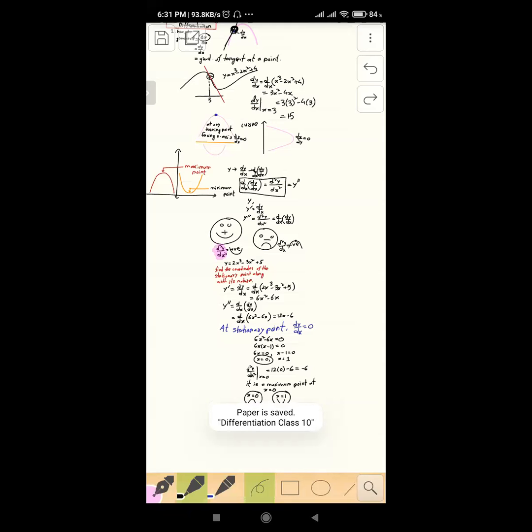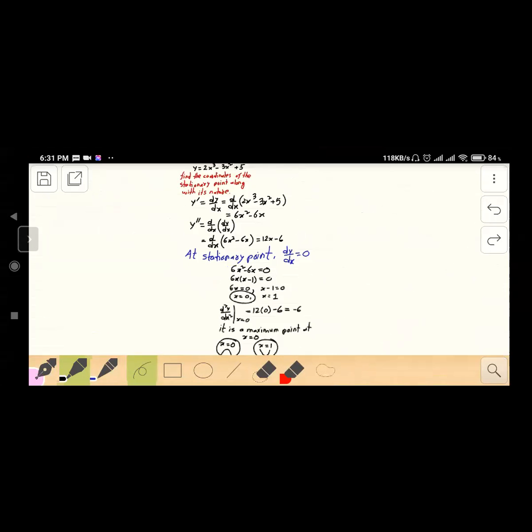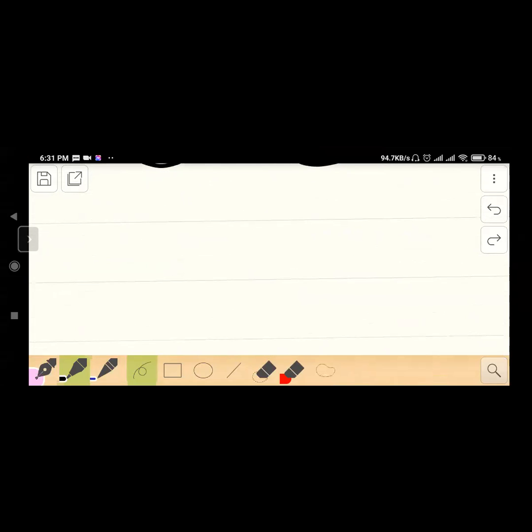দেখো, তাহলে using the differentiation technique we can find the gradient of tangent, and then we can find the coordinates of maximum and minimum point, the turning point. Now what we are going to do is that we have to find the equation of tangent.